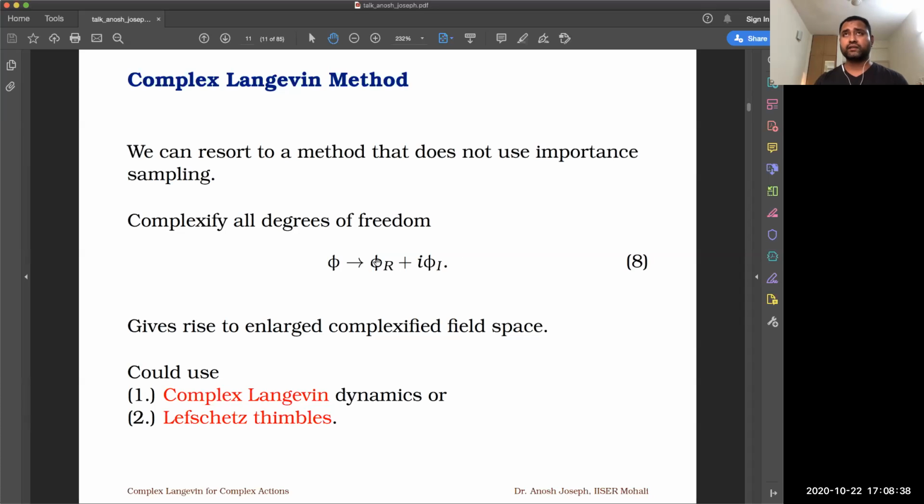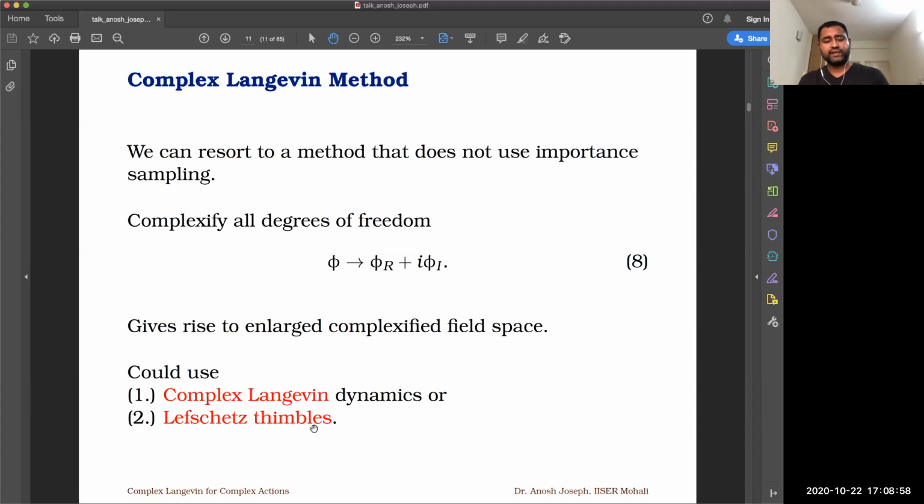So we are enlarging the space we have, so that we can move around in the space. So we have an enlarged complexified field space. On this complexified space, we can use either complex Langevin or Lefschetz thimbles. So there are two almost identical methods.